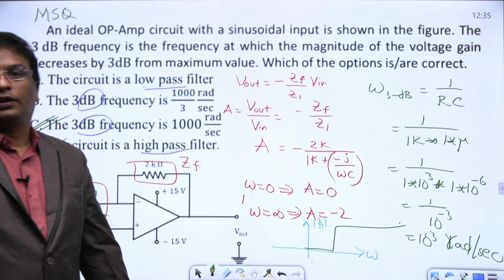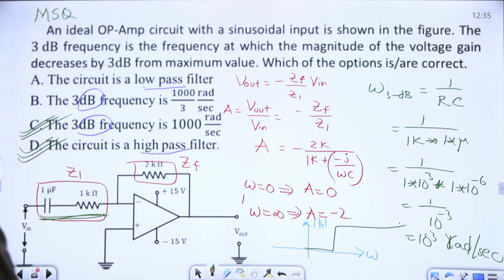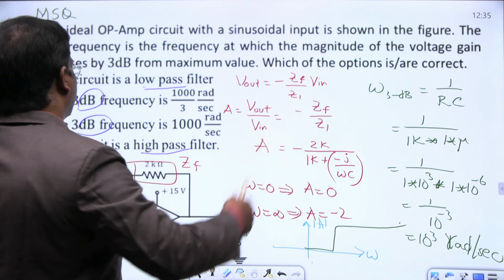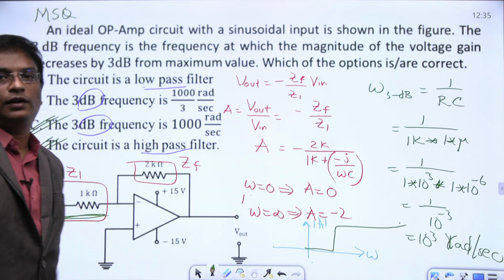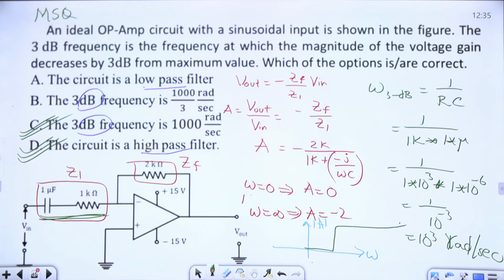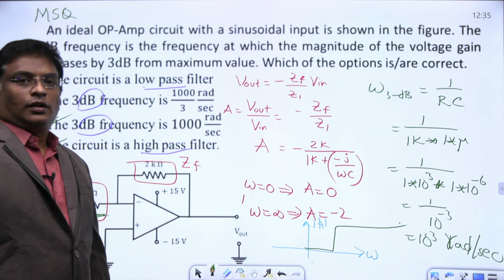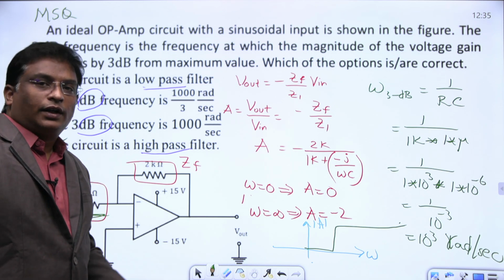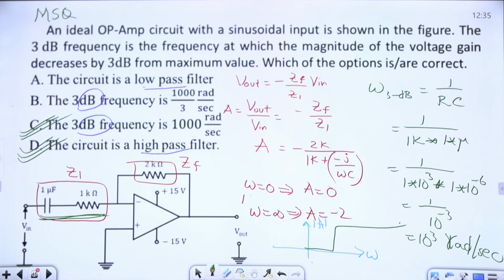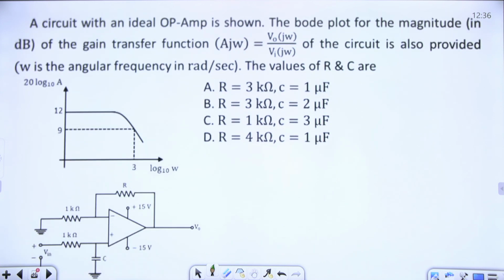Therefore, the given circuit is acting as a high pass filter, allowing all frequencies from 1000 radians per second onwards to pass through it. Clear everyone? If you have attended my class on filters, you can answer it easily. Now relate your networks with your analog circuits. Okay, next question.